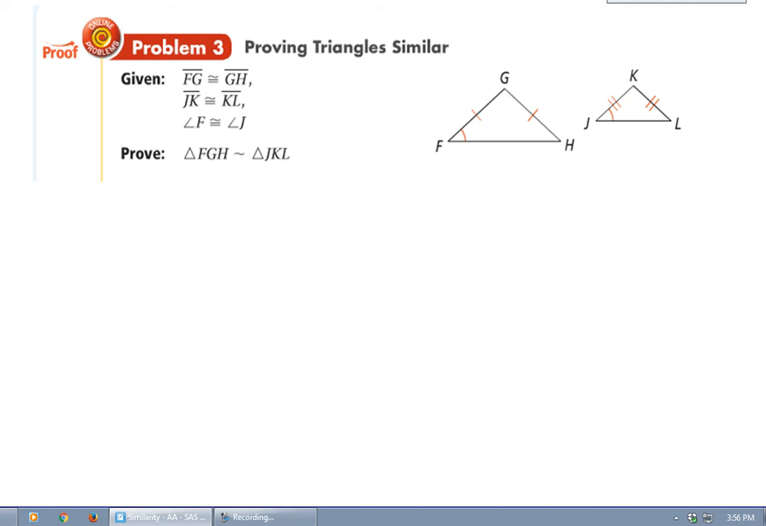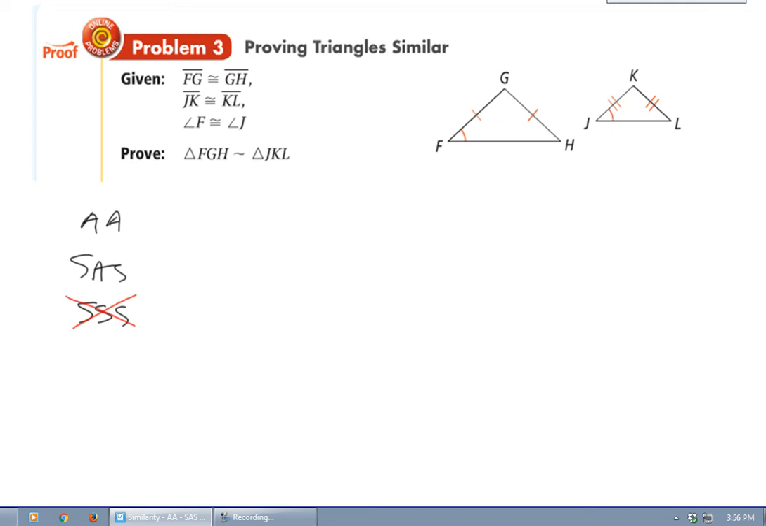So the first question is, which of the three triangle similarity postulates or theorems am I going to use? Can I use AA? Can I use SAS? Can I use SSS? Well, for me to be able to use SSS, I would need to know the lengths of the three corresponding sides. And I don't. I know two sides are going to be proportional. FG is going to be to JK as GH is to KL, because I know these are two isosceles triangles, but I have no idea what the third side is. I don't know what the length of FH or JL are. So SSS, can't use that.